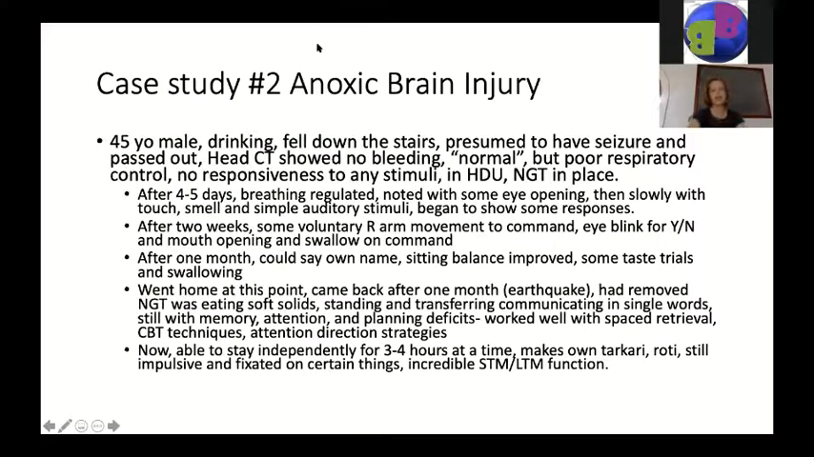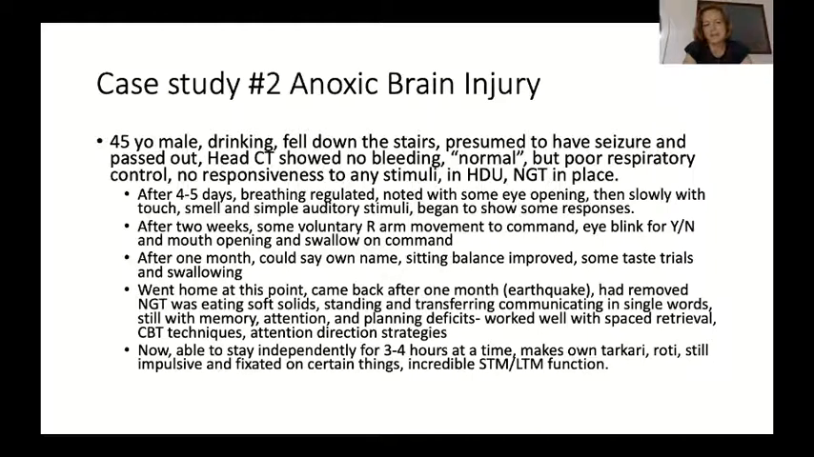Okay, so our first case study that we looked at earlier was a right hemisphere stroke versus a left hemisphere stroke. This second case study is a patient that we got to be good friends with, along with his family. We found out his wife was my son's school teacher in Tenson when he went to a Nepali preschool. So he was 45 and he was drinking, fell down the stairs, and it's presumed that he had a seizure when he was passed out.